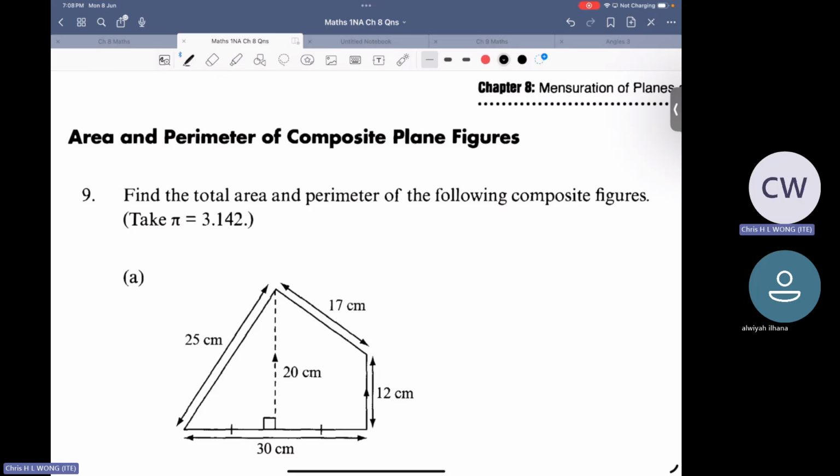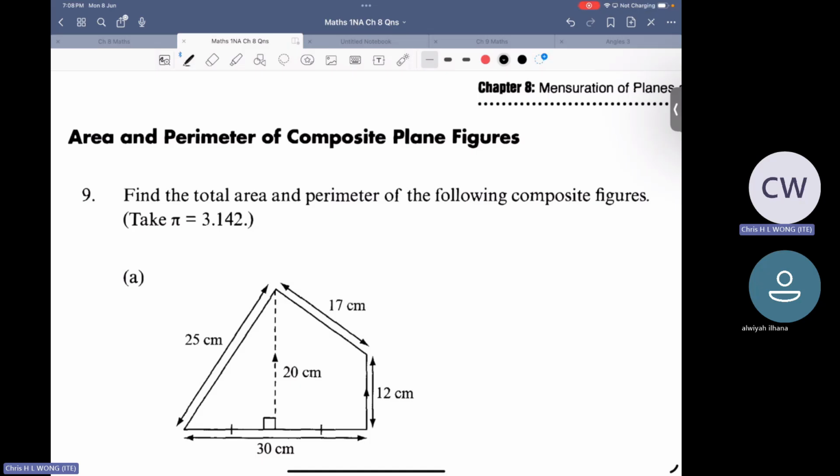Trapezium, isn't it? All right. So actually, two figures joined together. One is a triangle, the other one is a trapezium. You are supposed to find the total area and everything. And secondly, find the perimeter: this plus this plus this plus this.